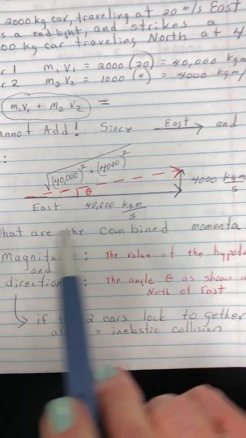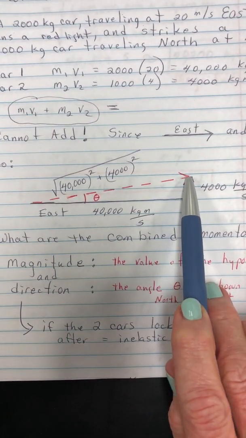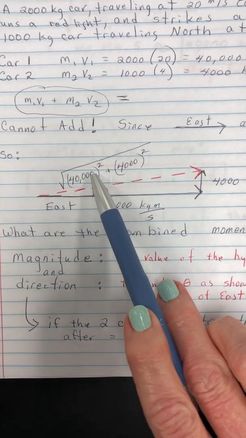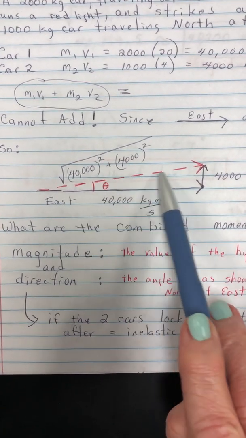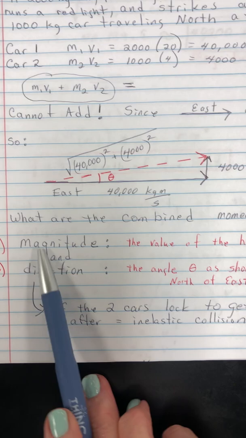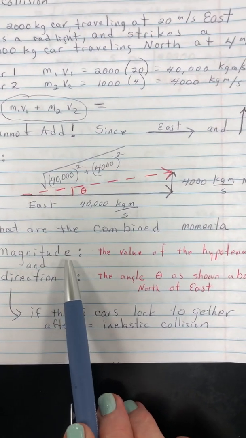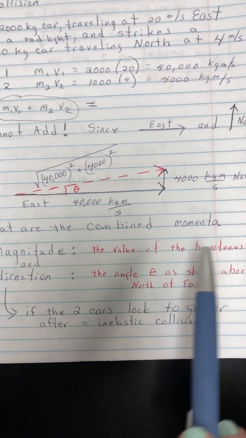All right, then I got my ruler out and drew my hypotenuse, and we know that a squared plus b squared equals c squared. So the square root of 40,000 squared plus 4,000 squared should be the length of our hypotenuse. So if we put all of that in, that will give us the magnitude of our combined momenta, the length of the hypotenuse. We're coming to that.